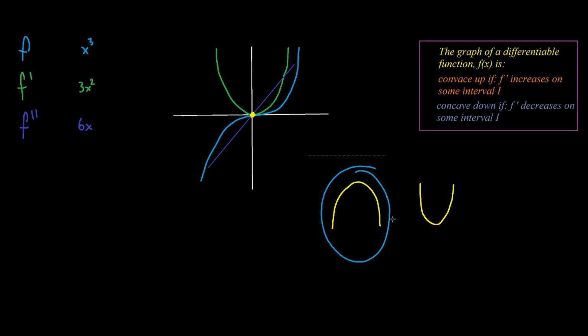So that's kind of a rundown of what concavity is and how it applies to interpretations of graphs. F double prime, f prime, and f, these are all super important parts of not only graphing functions, but understanding how they change over some interval.